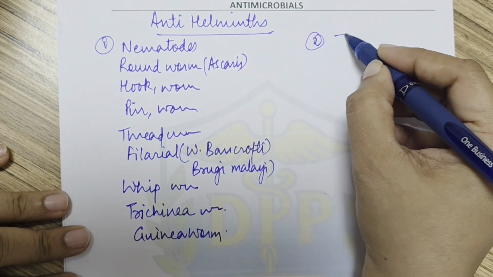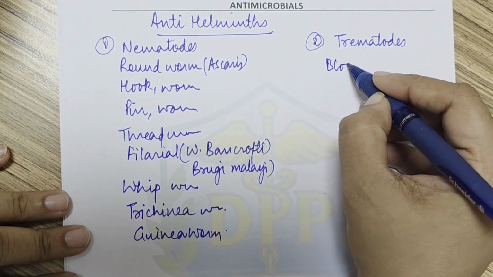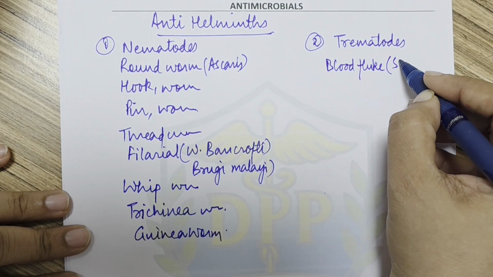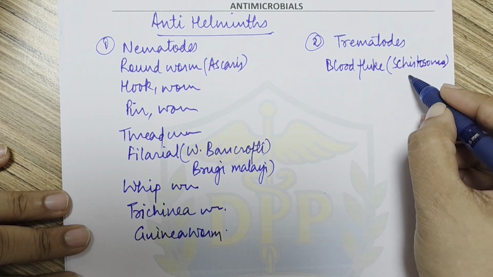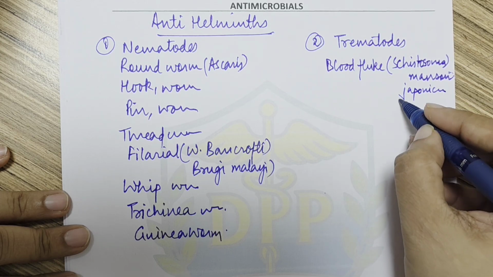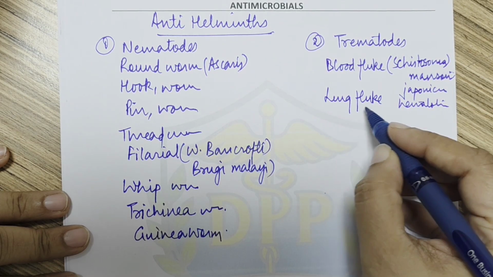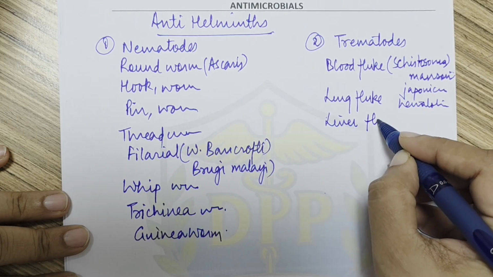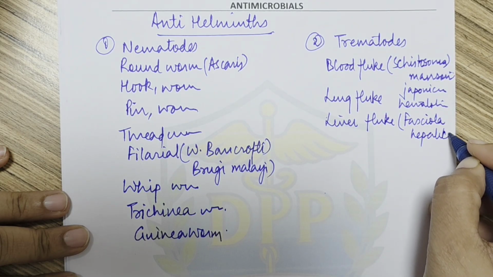Then the second category is trematode. Now what are trematodes? In this we have blood fluke, which is called schistosoma. Schistosoma mansoni, schistosoma japonicum, and schistosoma haematobium. Then we have lung fluke, and we have liver fluke. Liver fluke is also called fasciola hepatica, right?